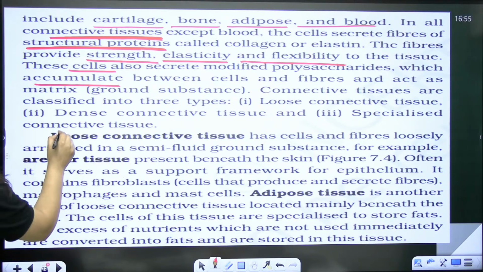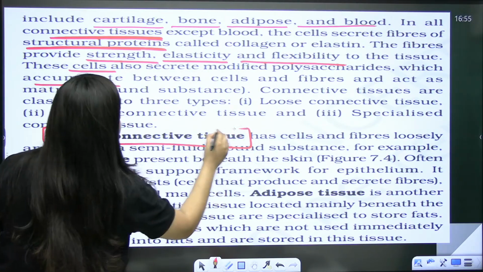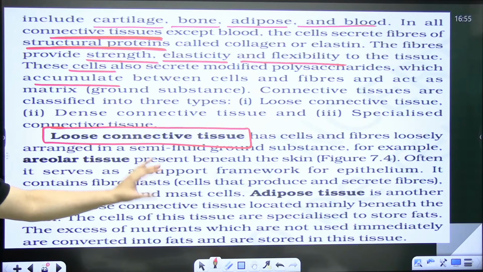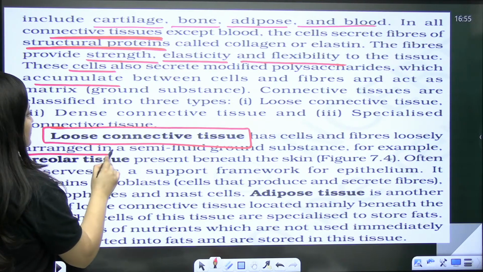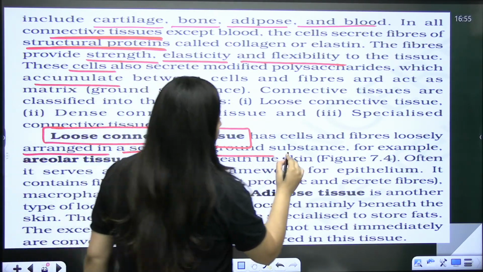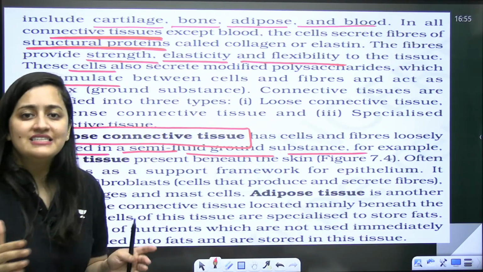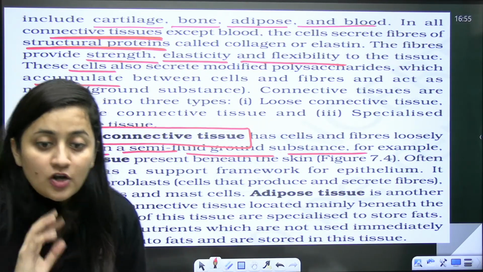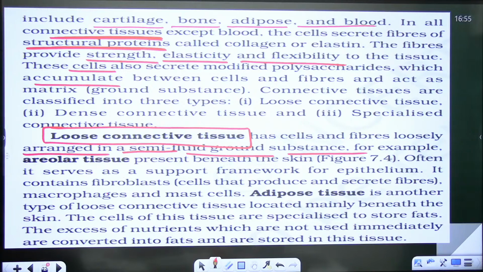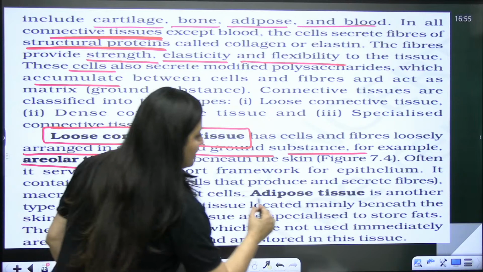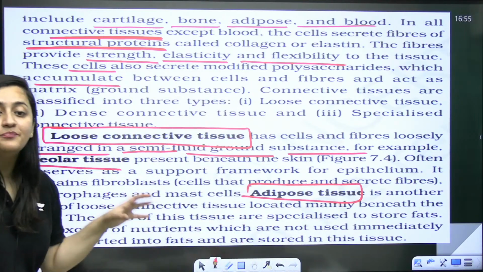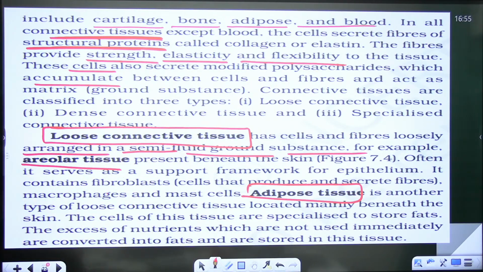So now we need to start the loose connective tissue. As the name suggests, cells and fibers are loosely arranged in a semi-fluid ground substance. Clear? How are they arranged? They are loosely arranged. Examples are areolar tissue and adipose tissue. Examples are very important.